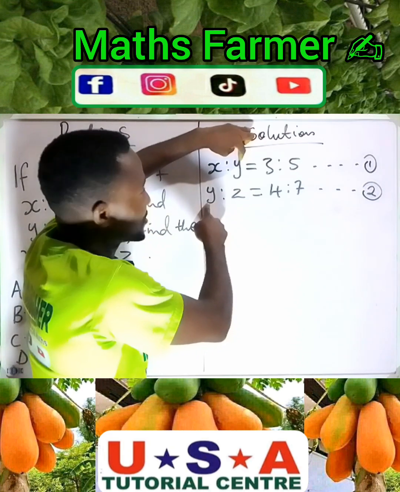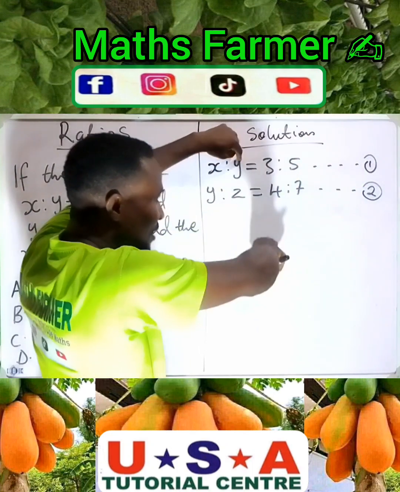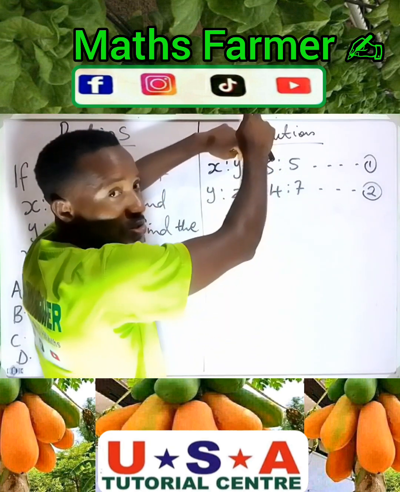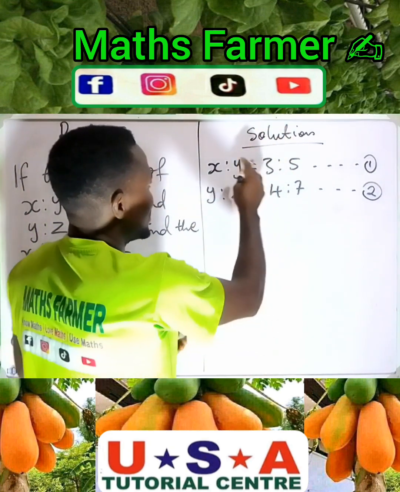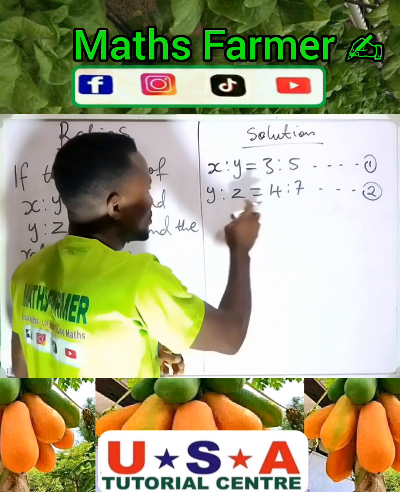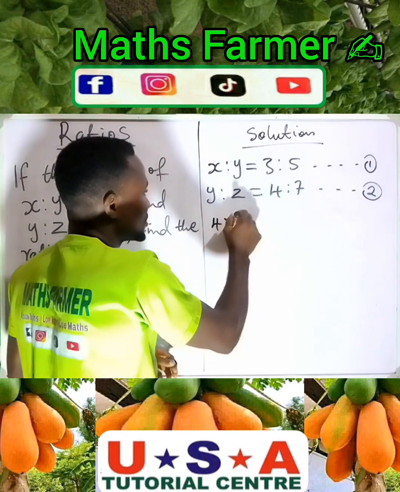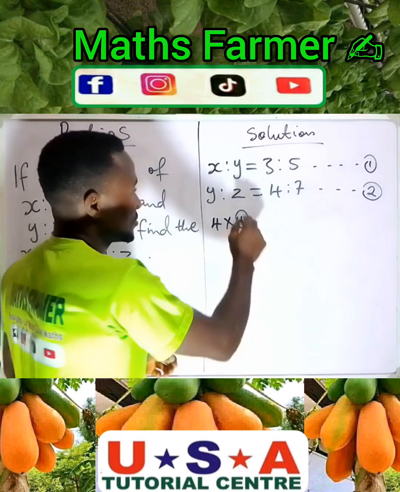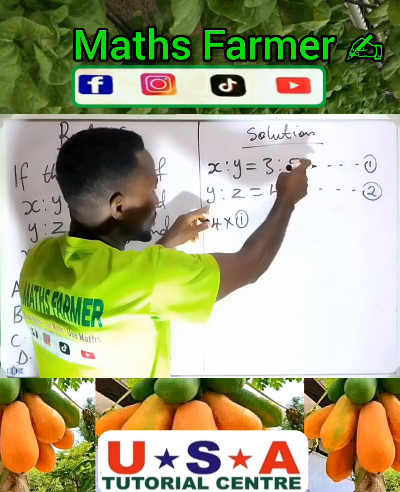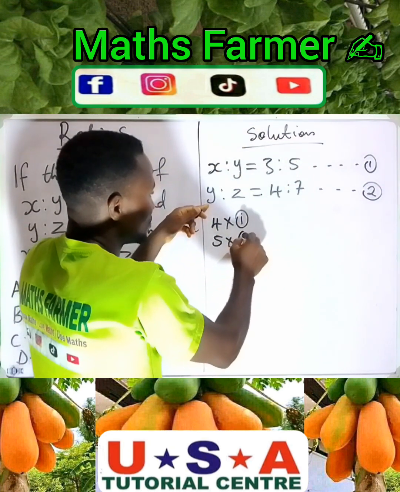How do we do that? First of all, we are going to use the value of y in the first equation to multiply the second equation, and use the value of y in the second equation to multiply the first equation. What do I mean by that? Watch. In equation 1, the value of y is 5. In equation 2, the value of y is 4. Now, I'm going to say 4 times equation 1. And this one, the value of y is 5. I will now say 5 times equation 2.